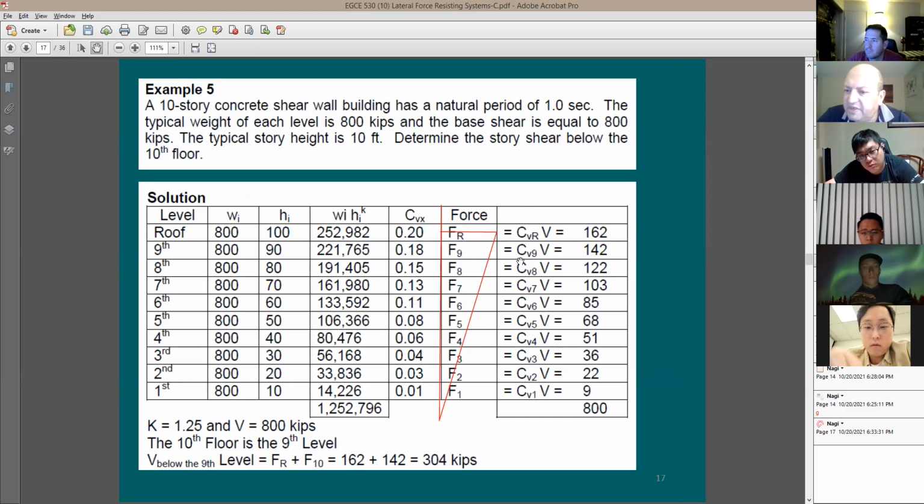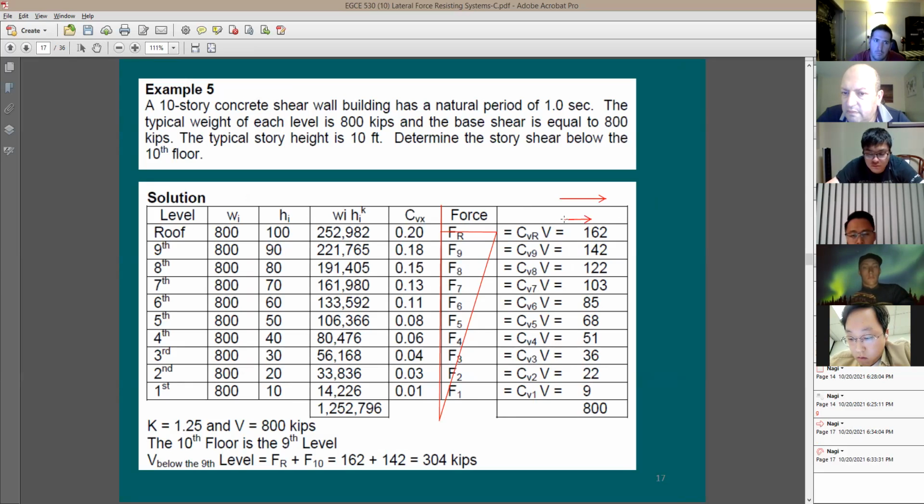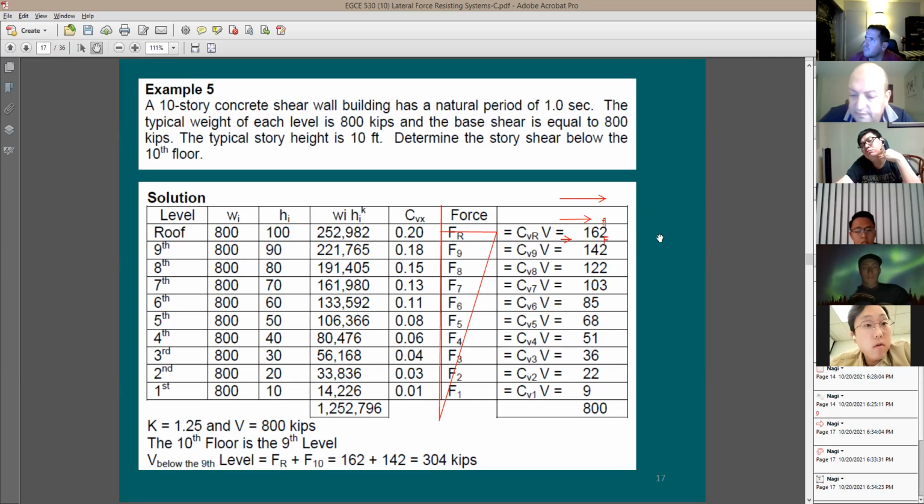Meaning, let's say that I have only 3 stories. Here's the top one, the middle one, and the bottom level. The first force applied here is going to be F. The second one, which is applied in the middle level, is going to be equal to 2F, 2 times F. And the one on the top level is going to be equal to 3 times F.